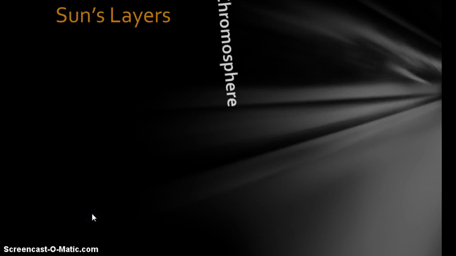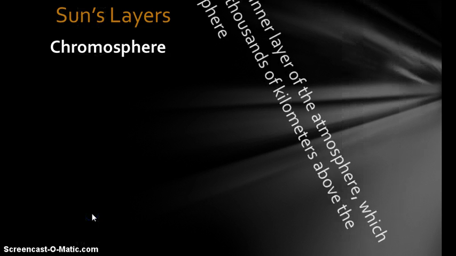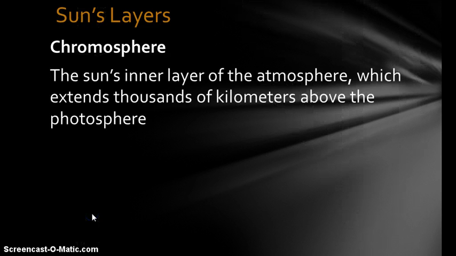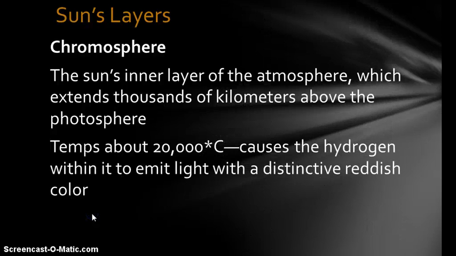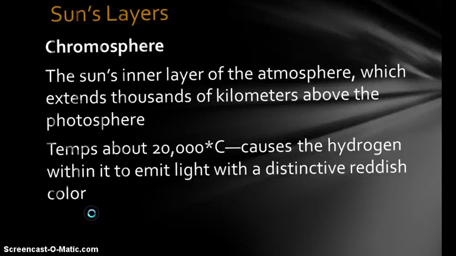Looking at these outer layers now, we have the chromosphere, the sun's inner layer of its atmosphere, which extends thousands of kilometers above the photosphere. The temperatures there are actually going to start to go back up. This causes the hydrogen to emit a little bit of a reddish colored light as it starts to warm back up as we get off of the surface of the sun.